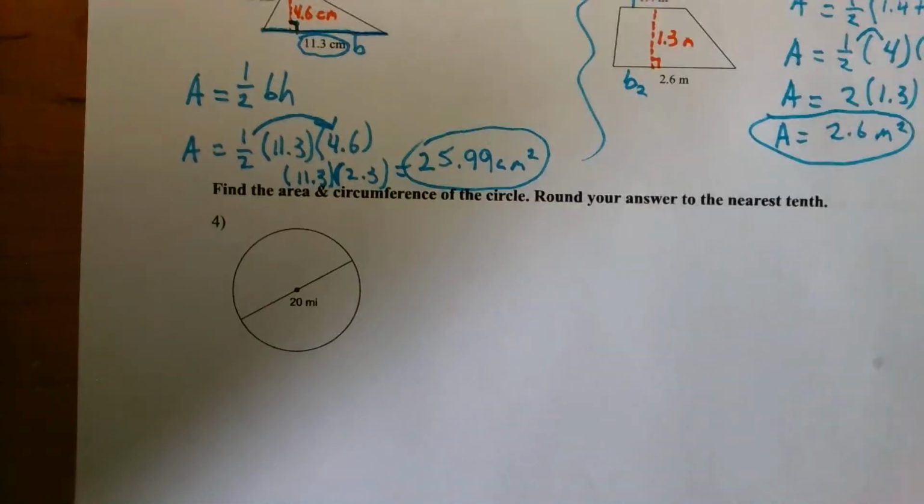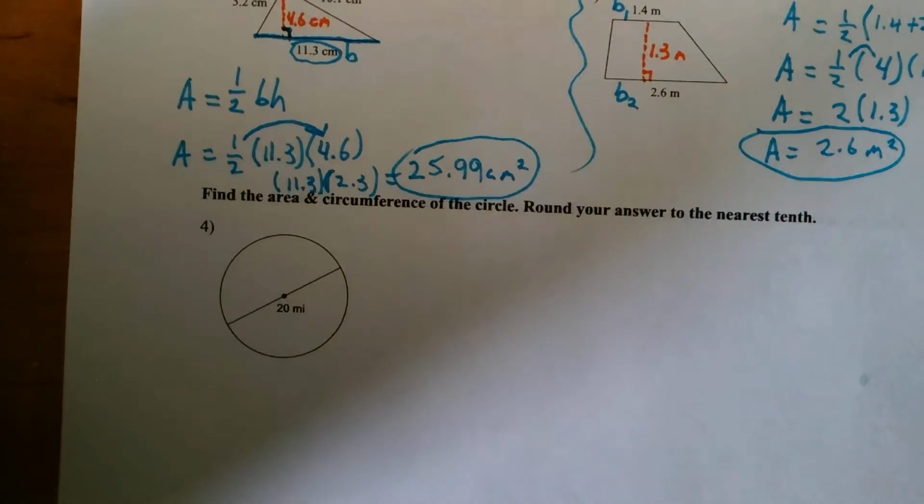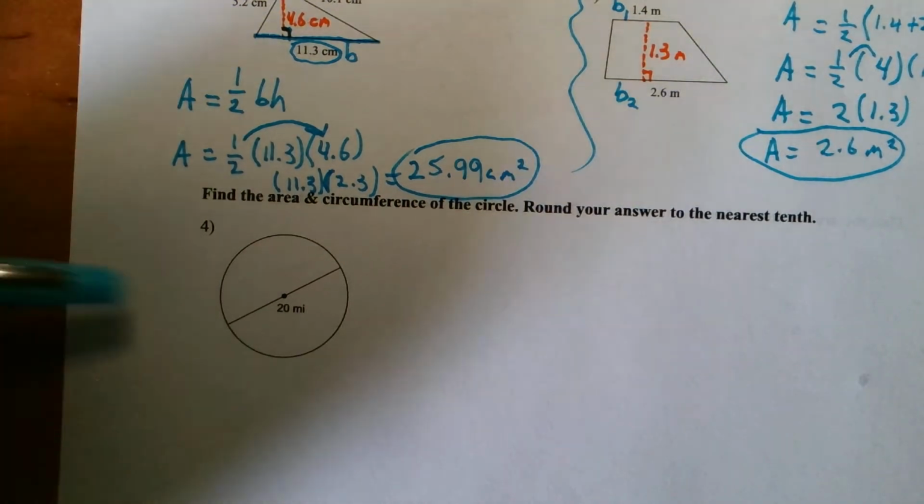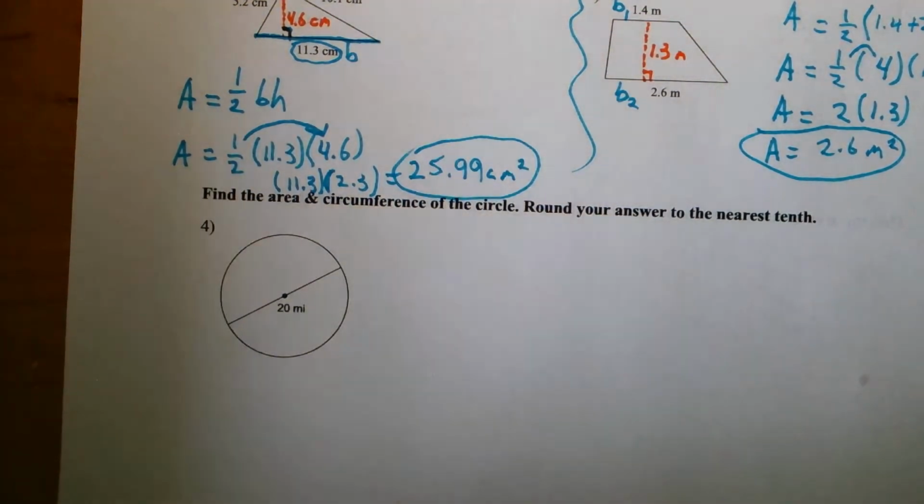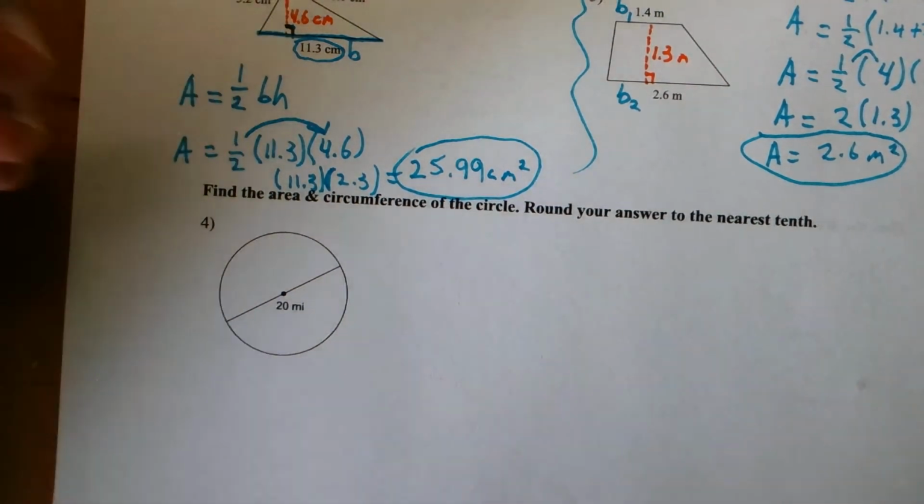Number 4, we want to find the area and the circumference of the circle. And we're going to round our answers to the nearest tenth. So circles are the other kind of most basic shape you run across with 3-dimensional objects. So we want to make sure we know those formulas. I'm just going to go over them really quickly here.